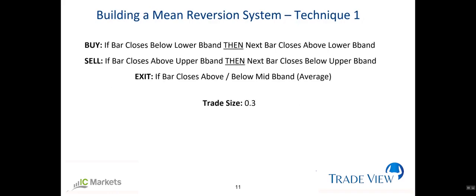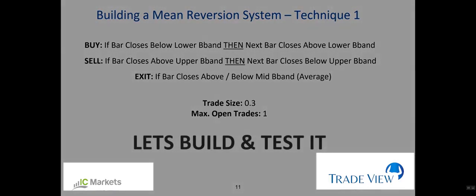For this first technique, number one, remember we said we have to consider a few things. So we need to consider the trade size. For this example, we're going to trade at 0.3. If we're trading the Aussie dollar, which is what we're going to test it on, that's $3 per point. So every point the market moves, we'll make or lose $3. In this first model, we're going to only allow the system to open one trade at a time. So let's build it and test it.